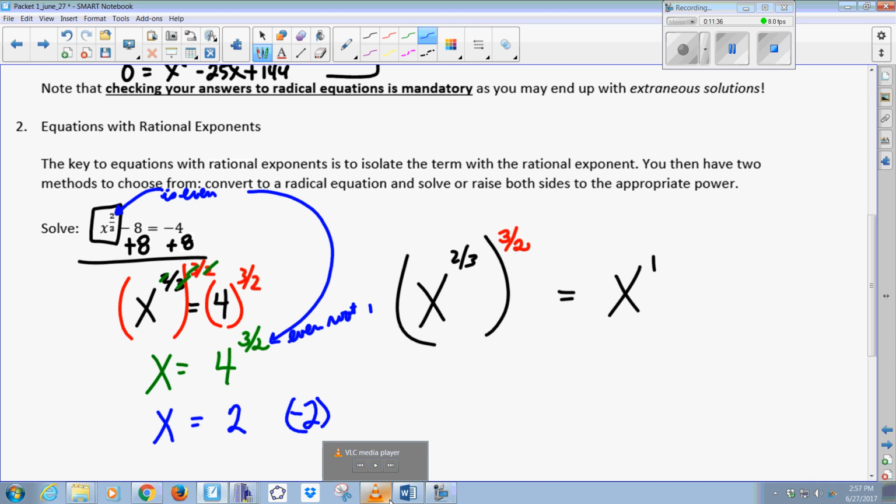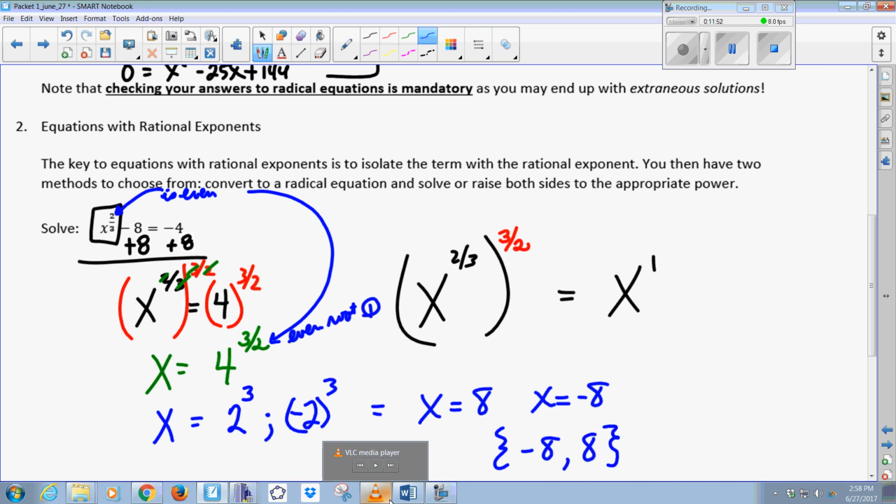So when we apply the even root first, we get 2 answers, and now we cube both of them. So there are our 2 solutions, x equals 8 and x equals -8. So your solution set would be -8 first and 8 second. You can always check your answers.